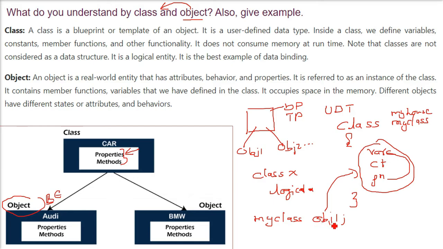It contains the variables and the functions that we have defined in a class. So this object will call that function. This object will call this variable, or you can say access the variable. So object has all the power. Class is just a blueprint or a template. So class does not consume any memory, but object occupies space in the memory. Different objects may have different states or attributes or behavior, because you can make innumerable objects.